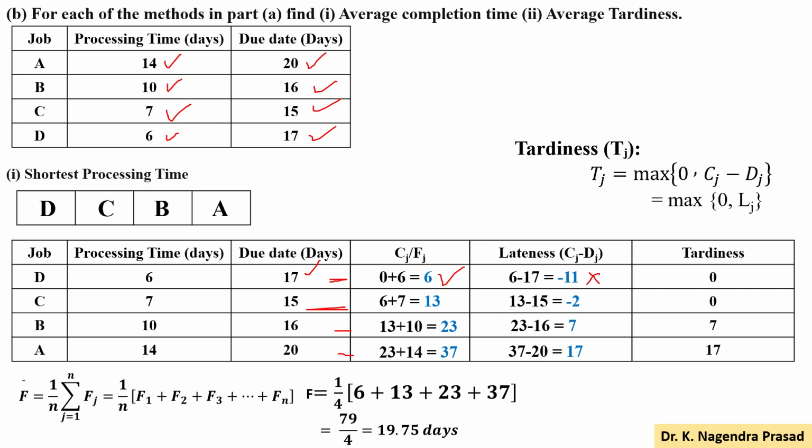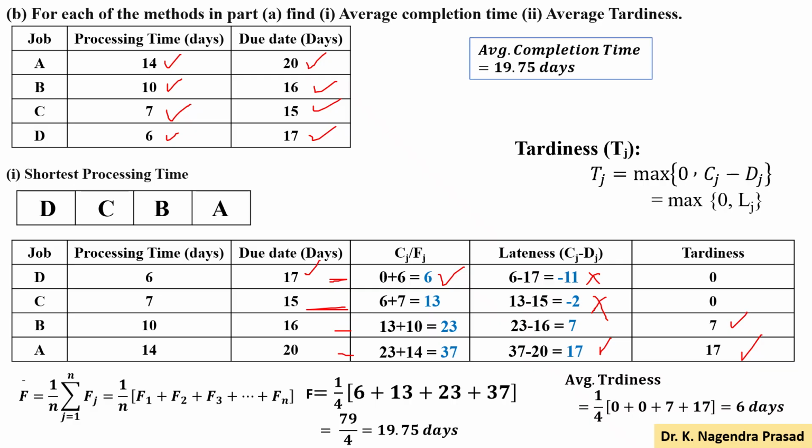Similarly for job C, the lateness value is minus 2, so its tardiness is 0. For job B, the lateness is plus 7, so the tardiness is also 7. And for job A, the lateness is plus 17, so the tardiness is also 17. Then the average will be 0 plus 0 plus 7 plus 17 divided by 4, which is 6 days. So the average tardiness is 6 days. The average completion time is 19.75 and the average tardiness is 6 days by the shortest processing time.